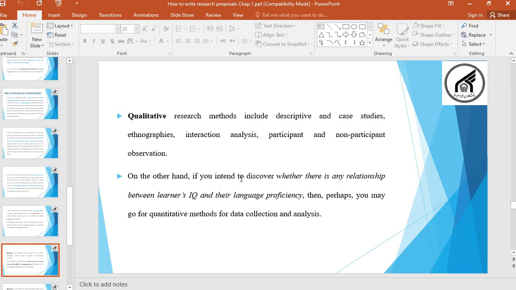On the other hand, if you intend to discover whether there is any relationship between learners' IQ and their language proficiency, this is a topic, you know, the relationship between learners' IQ and language proficiency. Is there any particular relationship or not? So it's clear that it is a quantitative one. So you may go for quantitative method for data collection and analysis. And in quantitative, that is a correlational one.